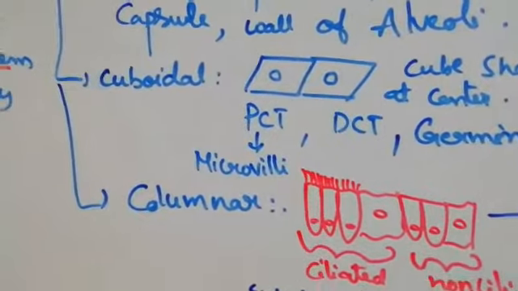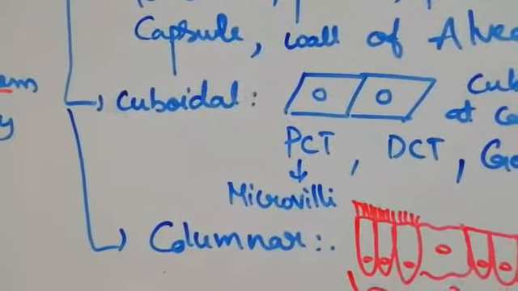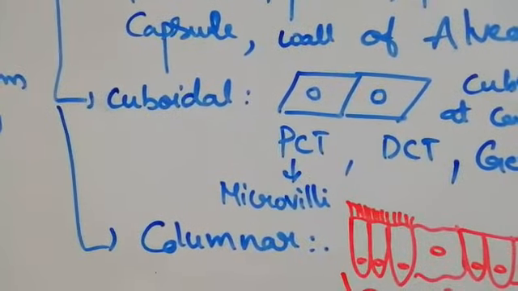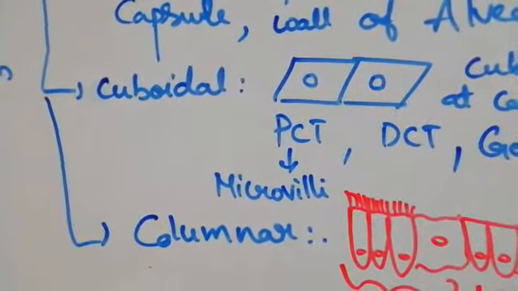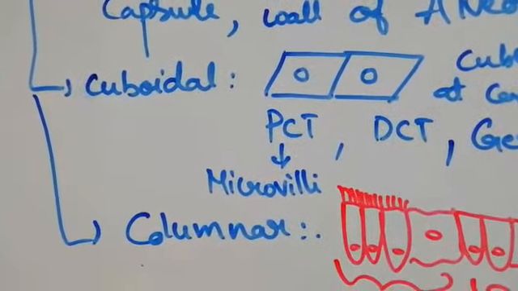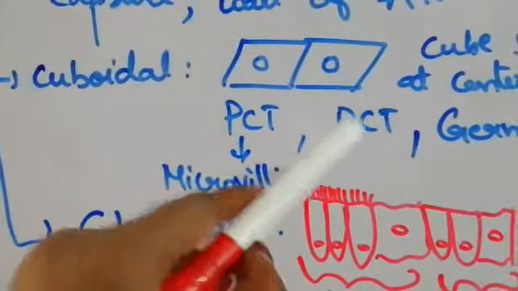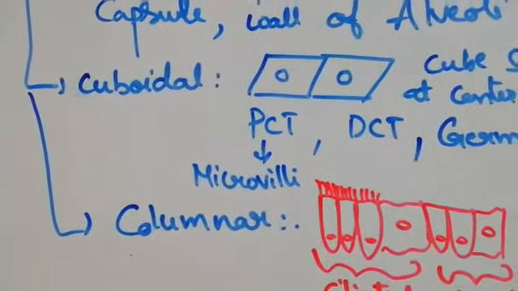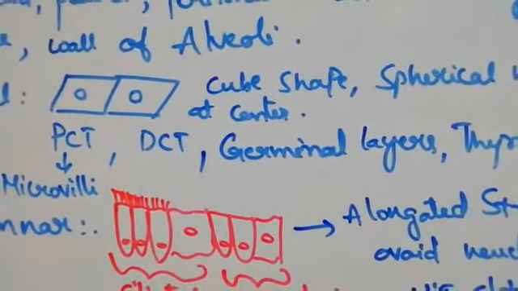Then what is the difference between these PCT and DCT? The main difference here is that PCT is absorbing whatever electrolytes are present in the urine. That's why it requires microvilli. So PCT contains microvilli, DCT doesn't contain microvilli. And other examples are the germinal layers and thyroid vesicles.